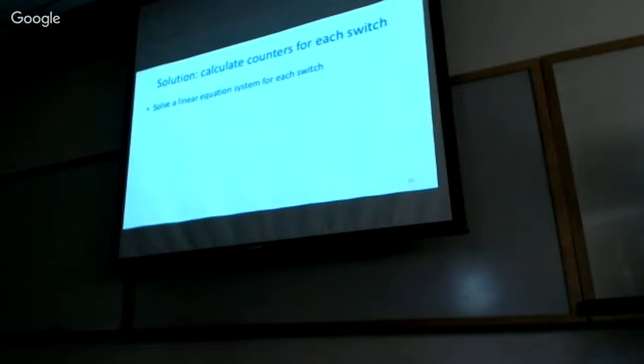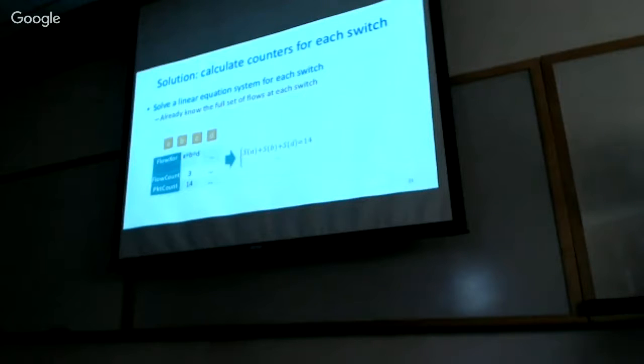Fortunately, we do not need to get counters during the flow decode. We get the full list of flows during the flow decode, so we can construct a linear equation for each cell. For example, by hashing the flows we get, we know that flows A, B, and D are in the first cell. So we know that the total number of packets in that cell is 14. So we have this linear equation.